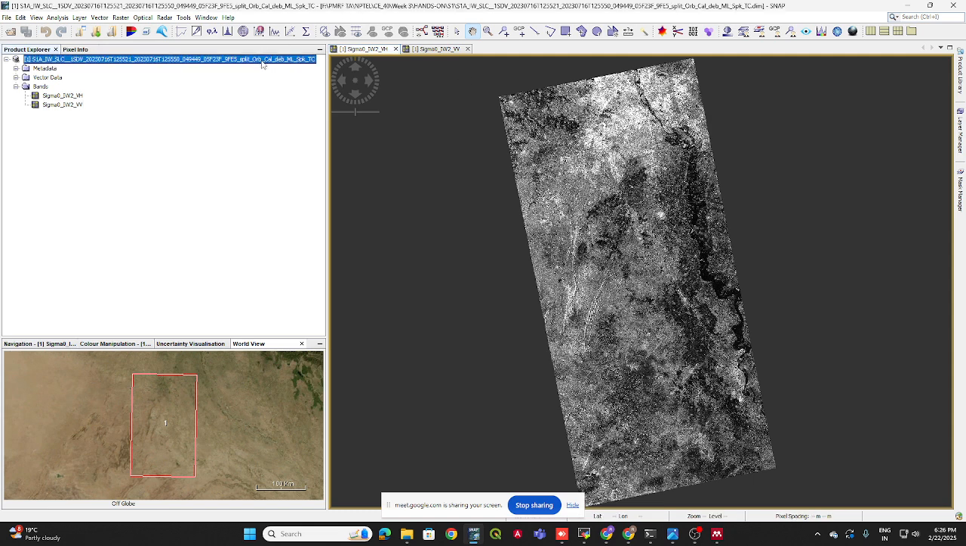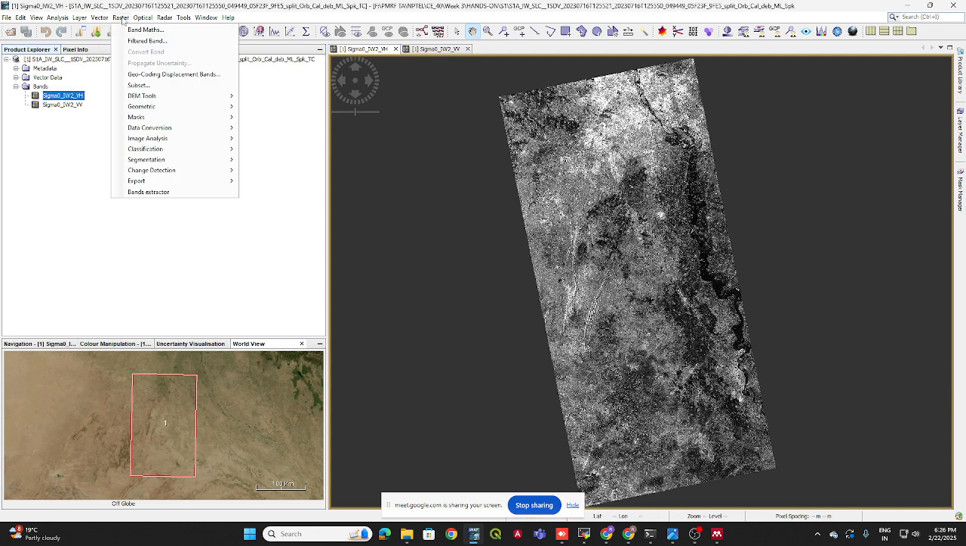So if we want to do a GLCM texture analysis on this, to extract those parameters, it is simple. We will go to Raster. GLCM is image analysis, not connected to radar, so you can do it on this. Go to Image Analysis, then Texture Analysis, then GLCM. You will click this.